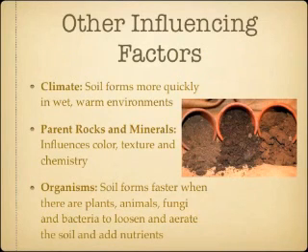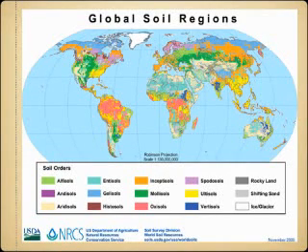Soil is also influenced by other factors, though, including climate, the parent rocks and minerals, and the organisms influencing it. So if you take a look at the picture on the right, you see how all those soils look very different. Well, it could be because they're from different climate regions, or they could have different parent rocks and minerals, or they could have different organisms influencing them. So again, our soil types are very different depending on where they're found. If we look at this picture of global soil regions, you can see how very different the soils are depending on where they're found.